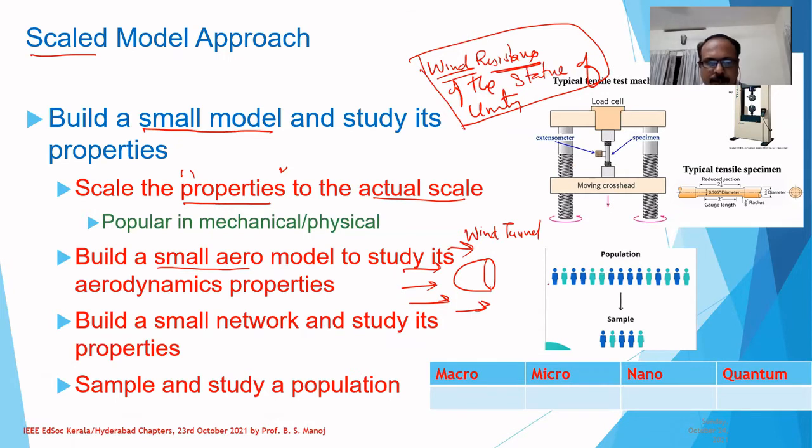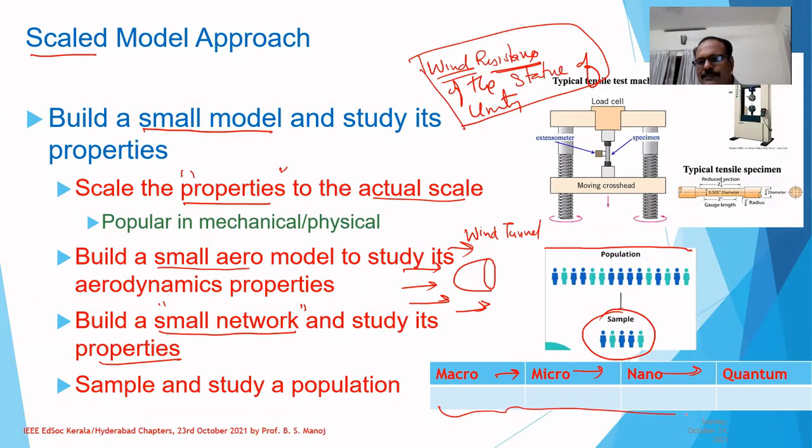In fact, you will also do sometimes a very small network construction and study its properties to see how it will work in a larger network. In fact, in most social network research, you study a large population by looking at a very, very small sample. If the sample is properly selected, it can actually reflect the characteristics of the population. So that way, if you consider the dimensionality or scales from macro to micro to nano to quantum, in most of these scales, a scaled model will actually work.